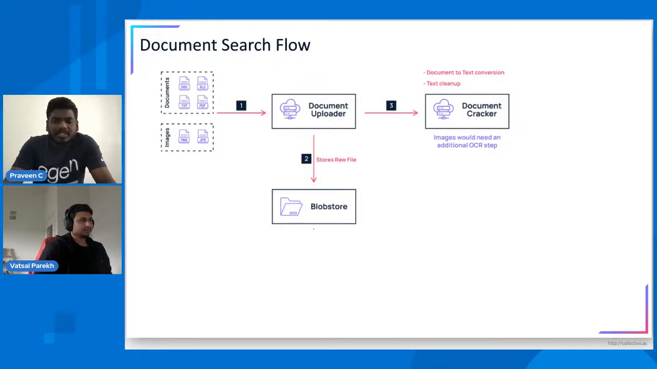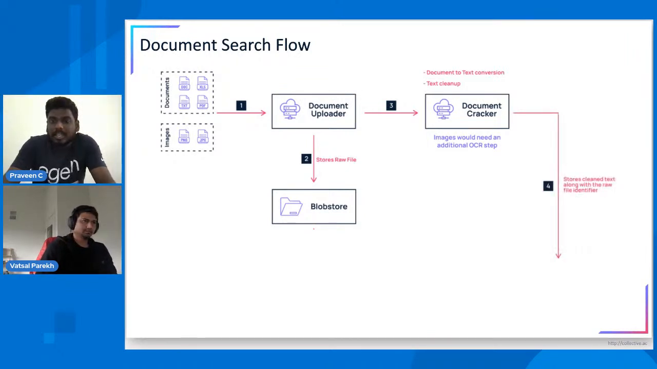Yeah. And basically we can have a Kafka or Pub/Sub structure for this document uploader to get started with. For the document cracker, it first needs to extract the information from the document and convert it to text. And then there will be a lot of junk with this text, right? It is extracted from the document, PPT, Excel, and PDF files. So we'll need to clean up this text as well in the document cracker. That's an important step. And if we are looking at images, we'll need an additional OCR step as well. So these all need to be taken care of by the document cracker.